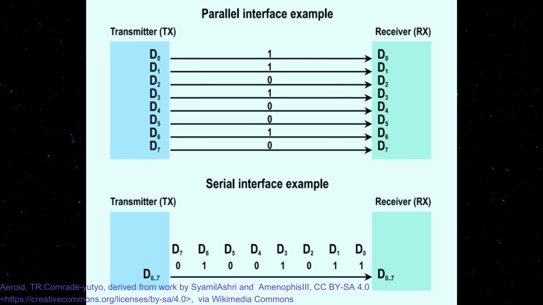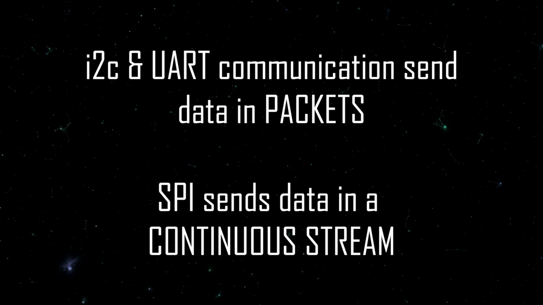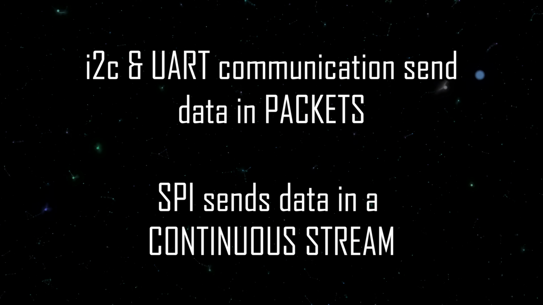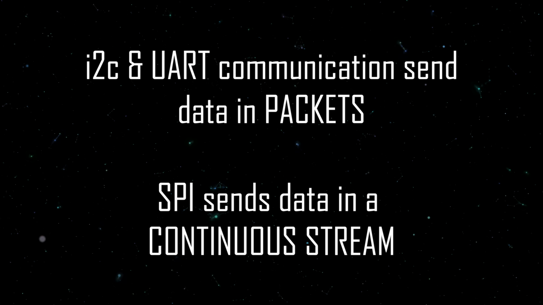SPI uses serial communication where bits are sent one by one across a single wire. Bits are sent or received in a continuous stream instead of being sent in packets like with I2C or UART communication, so there's less data interruption. Not using start, stop, or acknowledge bits like you do with I2C gives you almost double the data transfer rate.